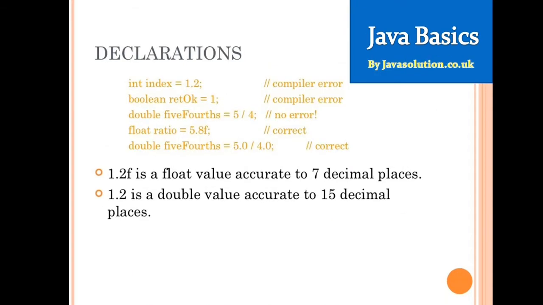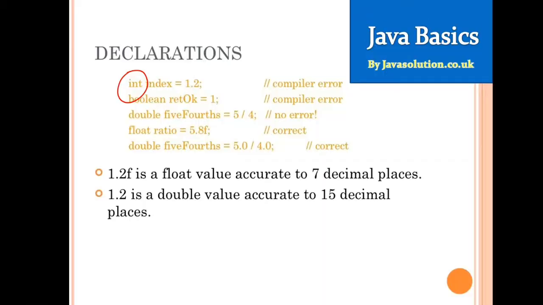Okay, let's see a few scenarios where the compiler will give you an error when we start declaring things. So if you declare an int here, this is an int declaration, that's the int, and I'm defining the variable name index.